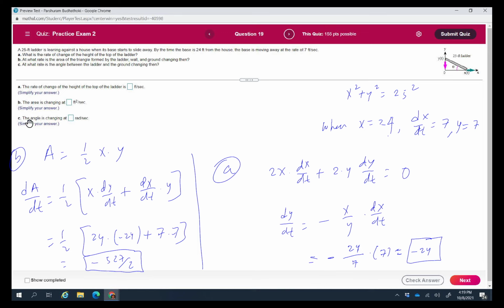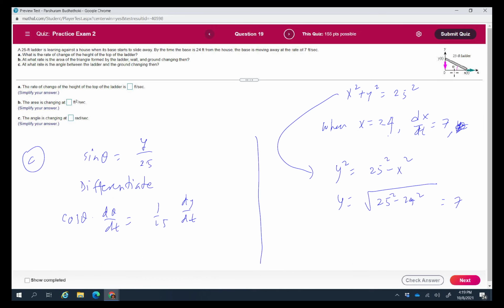That's why the rate of change of area is negative here. Finally, we would like to find the change in angle theta. For that, we need the relation of theta with the x and y variables. By looking at this picture, we can see that sin theta is opposite side over hypotenuse, which is y over 25. If we differentiate both sides with respect to time, on the left side we get cosine theta times d theta over dt. On the right side, it's 1 over 25 dy over dt.